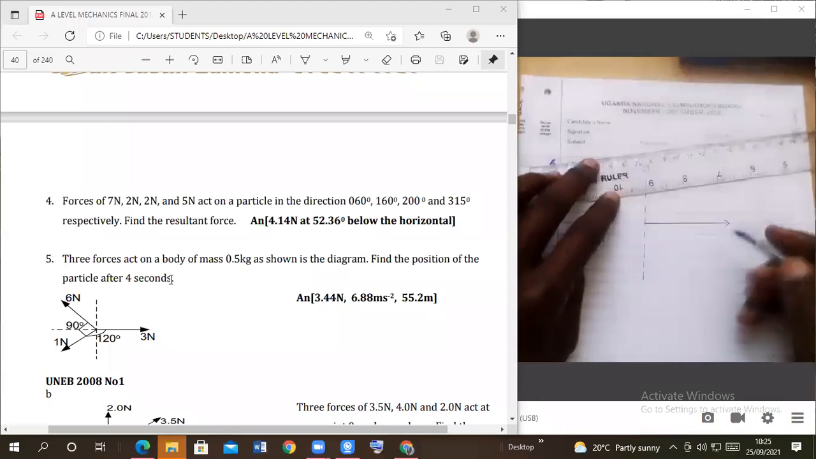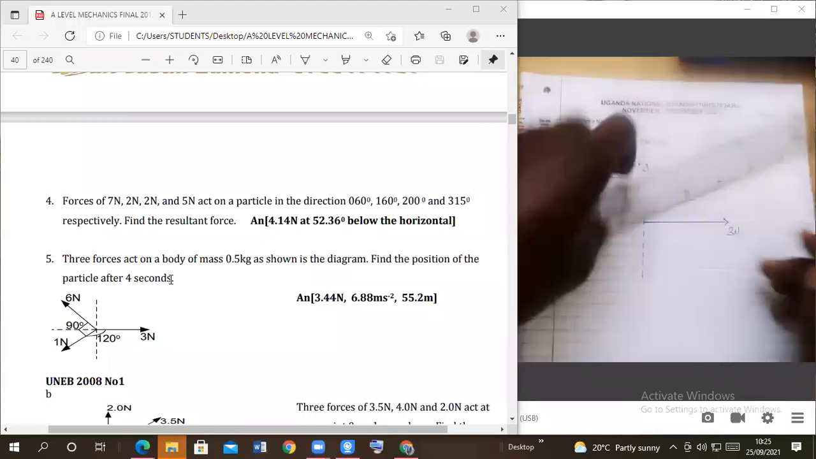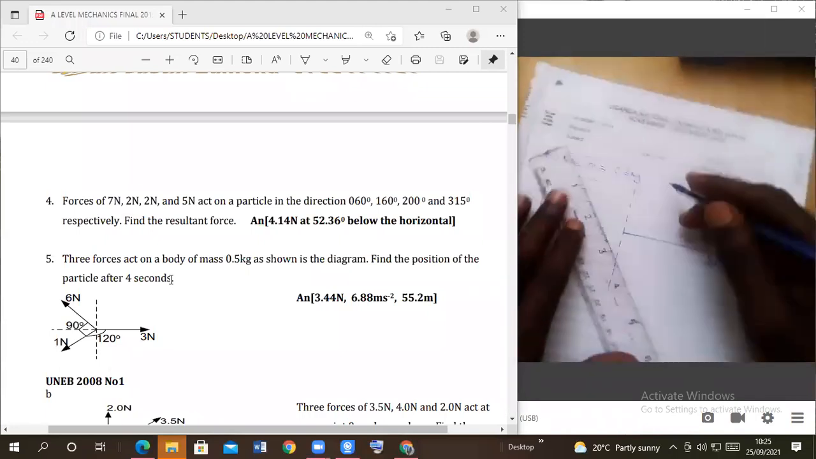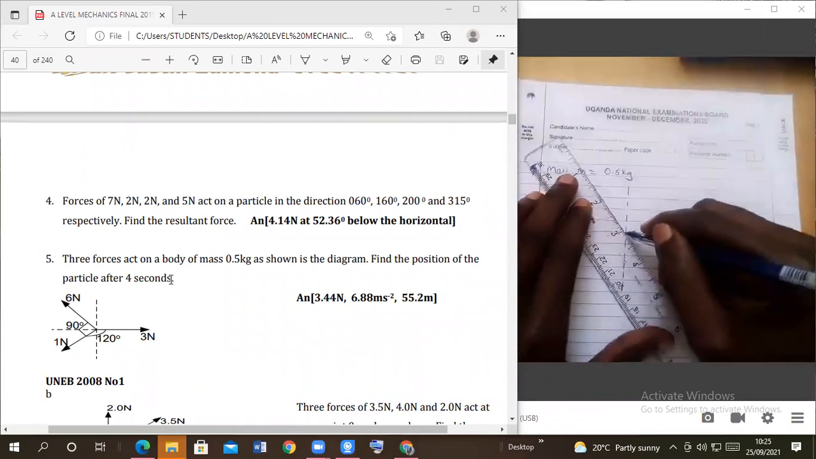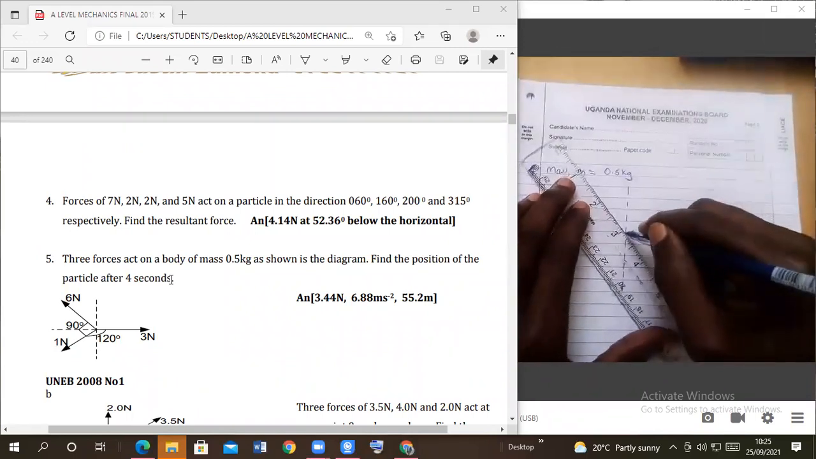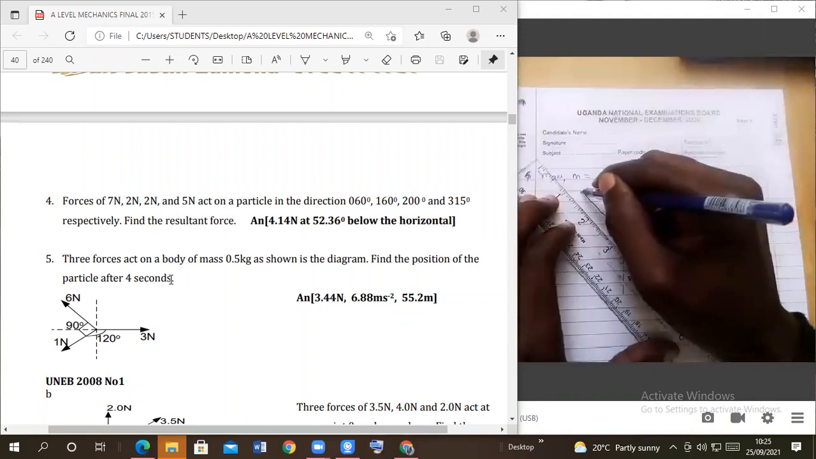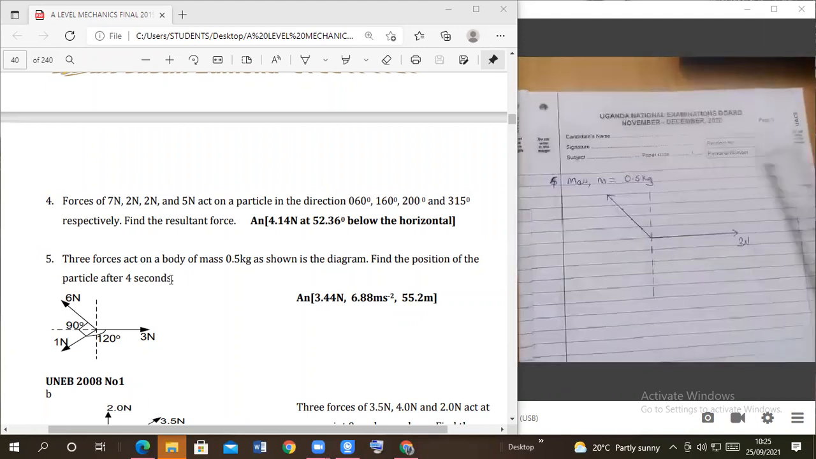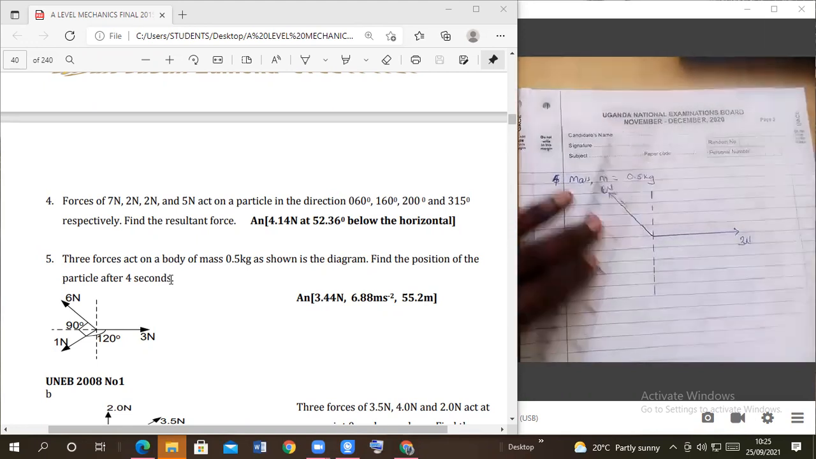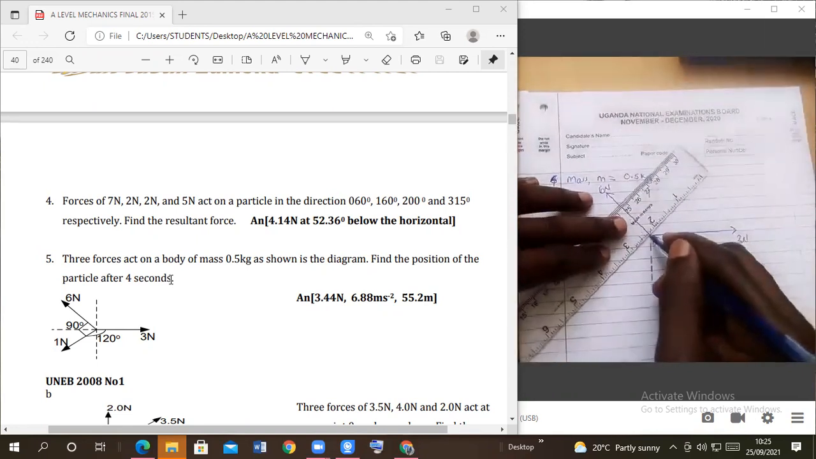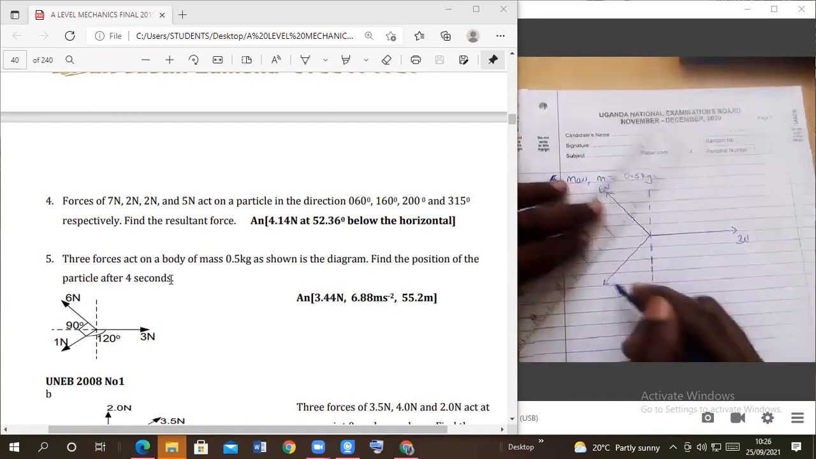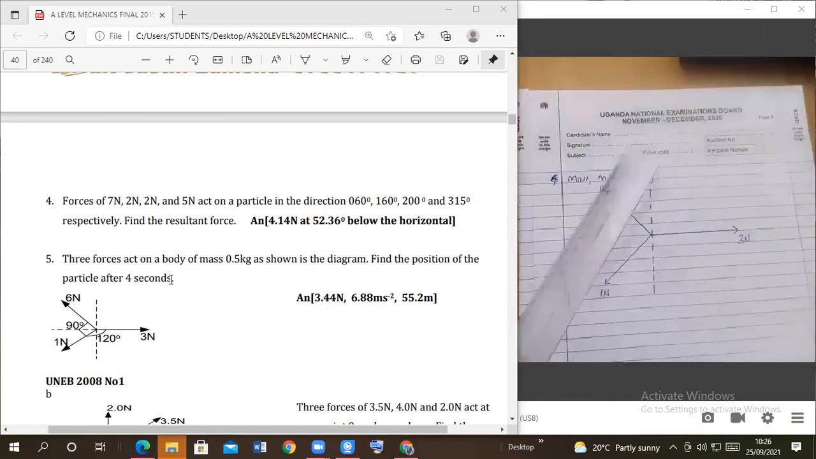This one is there, which I've said is 3 Newton. Then we have another one here, which I've said is 6 Newton. Then another one here. This is 1 Newton.